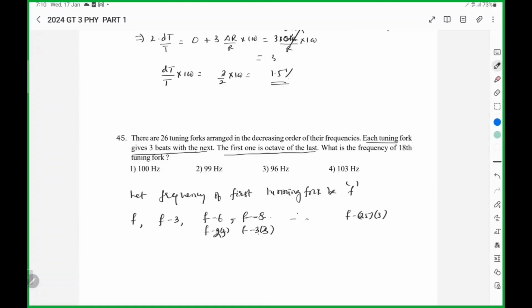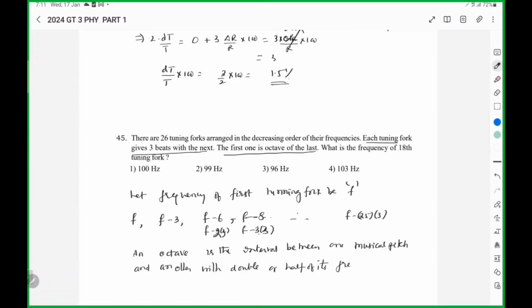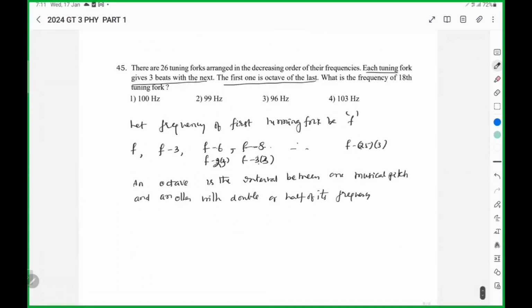The first one is an octave with the last one. So what does octave mean? An octave is the interval between one musical pitch and another with double or half of its frequency. That means if one note has a frequency of, for example, 400, the other can be 800 or 200.